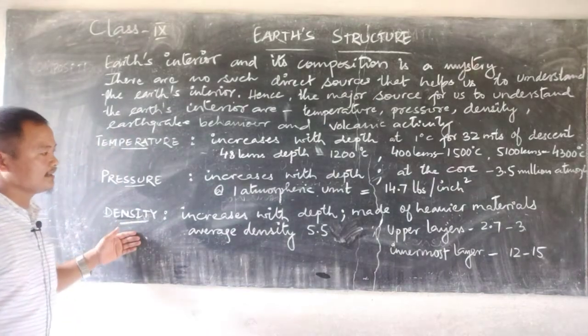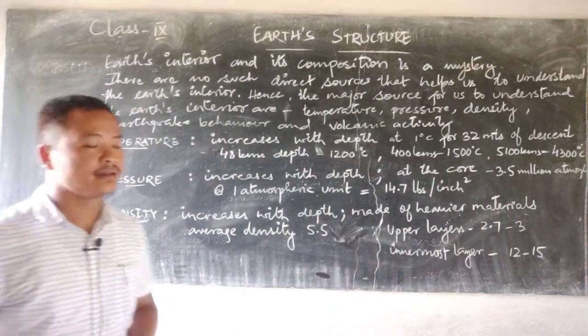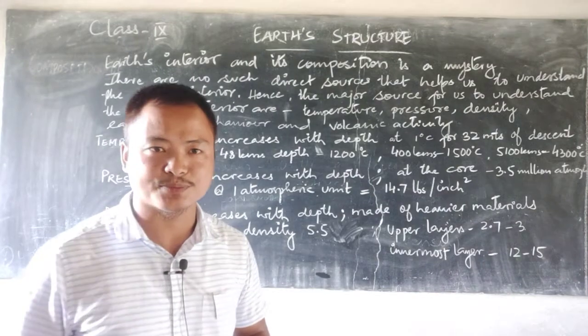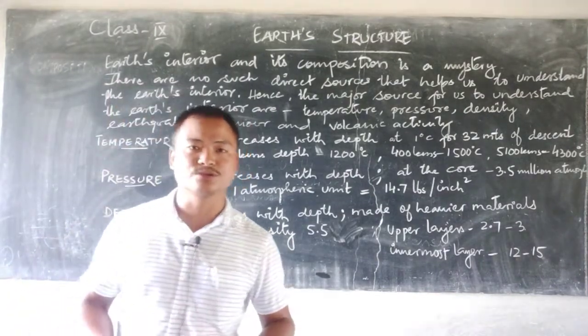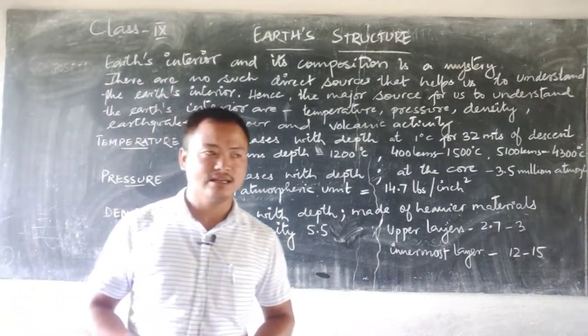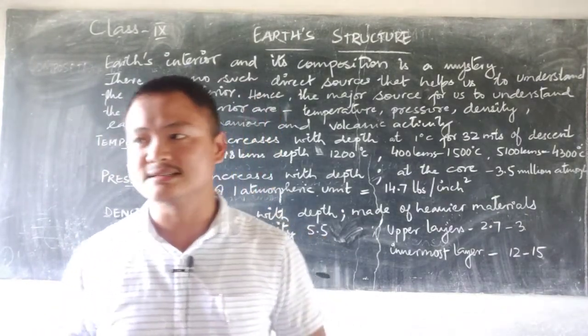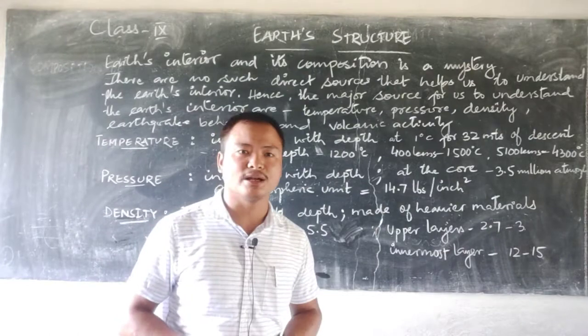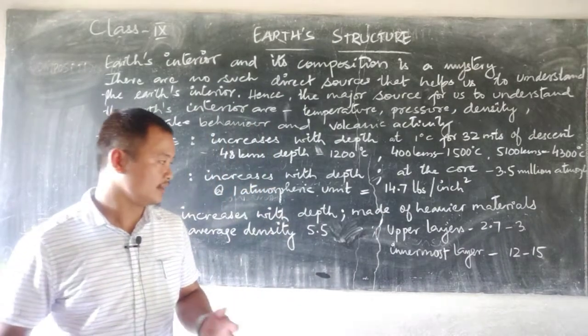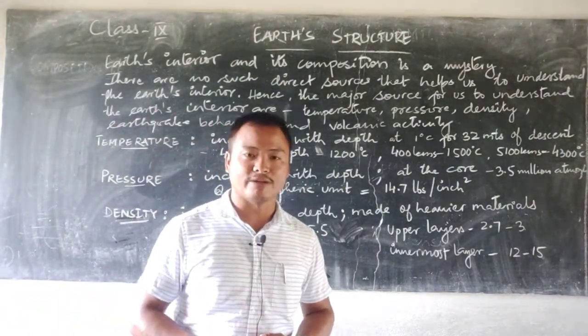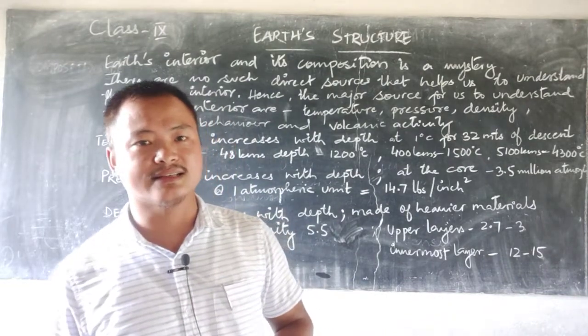Density also increases with depth. The reason density increases with depth is that the interior part of the Earth is mostly made up of heavy materials. The outermost part of the Earth is made up of lighter materials, so the density is less. But the innermost part is made up of heavier materials, resulting in an increase in density.